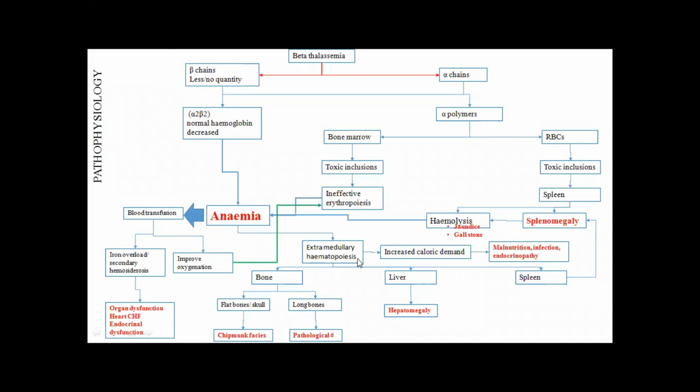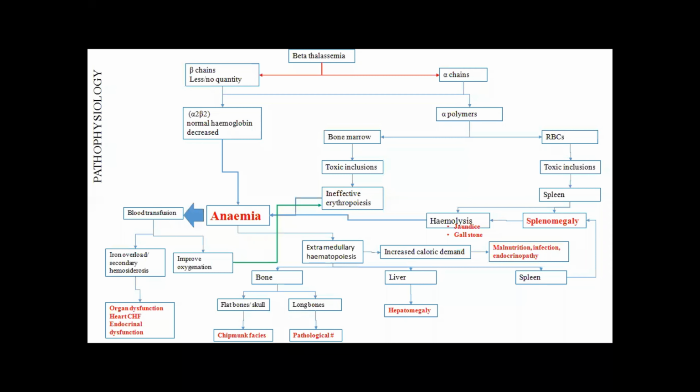If extramedullary hematopoiesis occurs in the liver, it will lead to hepatomegaly. There are two types of bone marrow. The red bone marrow is in flat bones and the ends of the long bones. In flat bones, usually the facial bones, the structure of the facial bones changes because of marrow expansion, and the patient may present with chipmunk facies. We'll discuss the components of chipmunk facies. In the long bones, there is cortical thinning, and this will lead to the development of osteoporosis and pathological fracture.